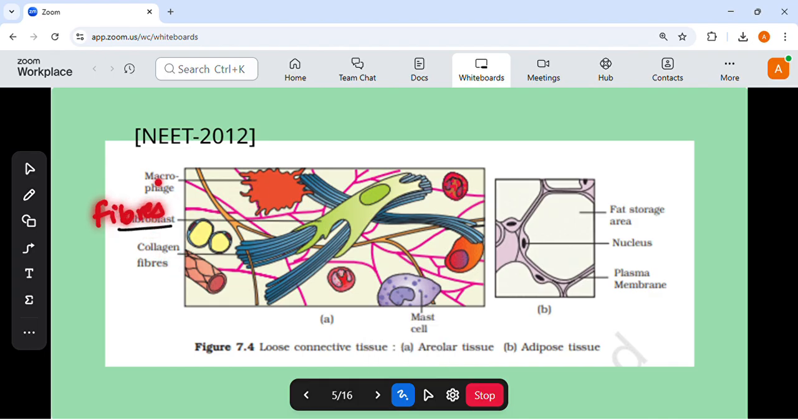Then we have the macrophage. The function of macrophage is to engulf the foreign particles, pathogens, and to destroy them.